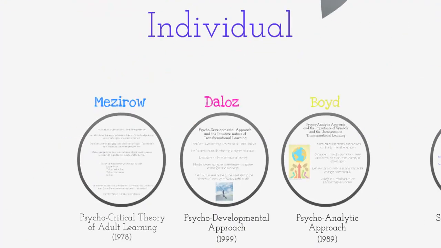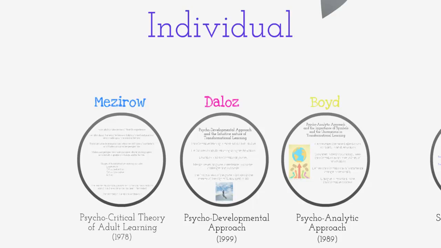Group 1 are models that focus on the individual. First, there's Mezirow, who talks about the psychocritical theory of adult learning; Dirkx, who used a psychodevelopmental approach and talked about the intuitive nature of transformational learning; and Boyd, who used more of a psychoanalytic approach and the importance of symbols and the unconscious in transformational learning. And remember, that word psychoanalysis goes way back to Freud's emphasis on the importance of the unconscious.